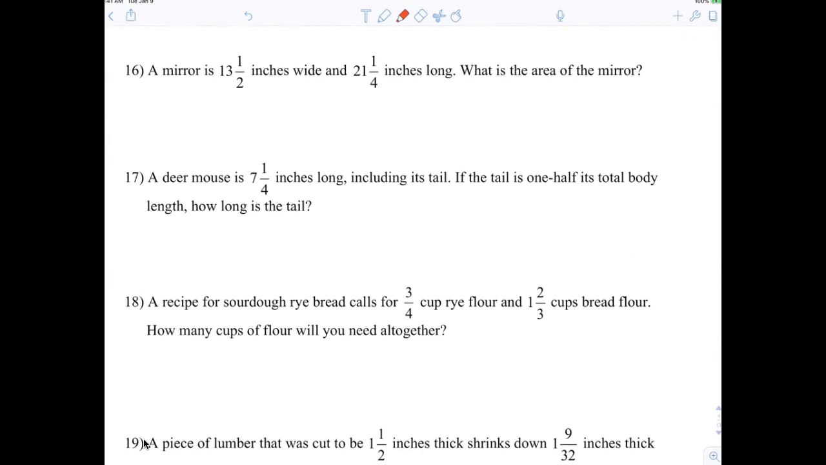Now, 16. Davis, go, read. Okay, so 16. The mirror is 13.5 inches wide and 1 4 inches long. What is the area of the mirror? How do I do this? So it's length times width. Very good. Okay, more practice. I like exactly what you said. Area equals length times width. Everybody's got to write that down.